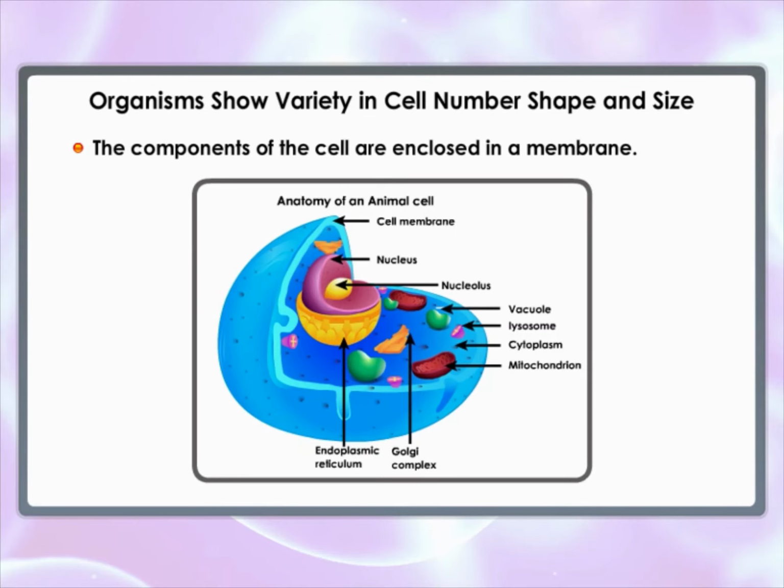The components of the cell are enclosed in a membrane. This membrane provides shape to the cells of plants and animals. Cell wall is an additional covering over the cell membrane in plant cells. It gives shape and rigidity to these cells. Bacterial cell also has a cell wall.